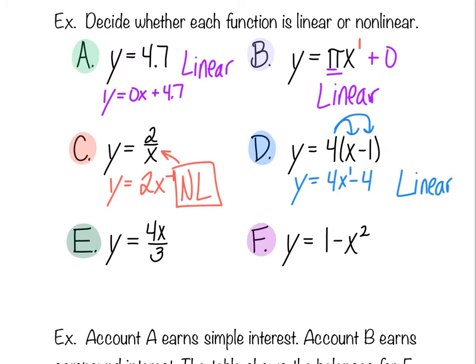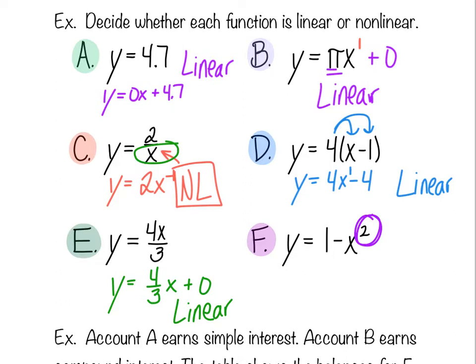Example E, we have another fraction here, but the x is on top. That makes a huge difference. If x is on the bottom, that means it's nonlinear. So I could actually rewrite this as 4/3 x. Then I know that my y-intercept would be 0, my slope is 4/3, so this is linear. And then example F is definitely nonlinear because of the exponent not being 1 there.